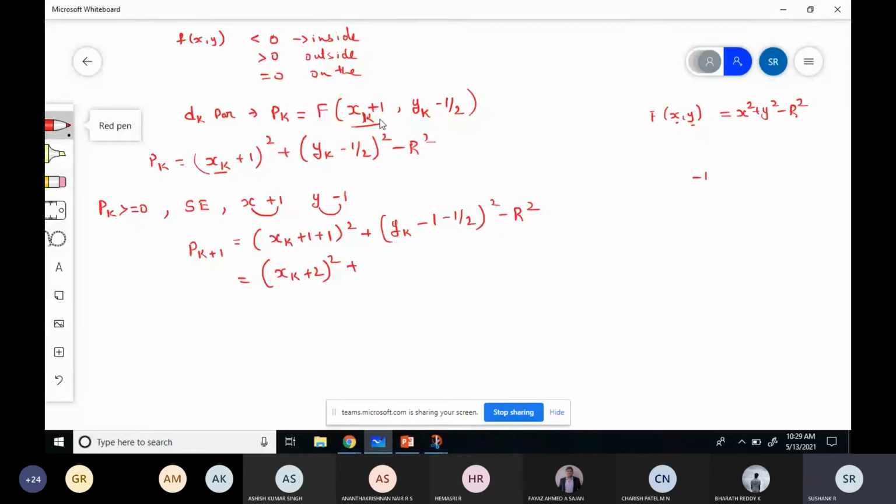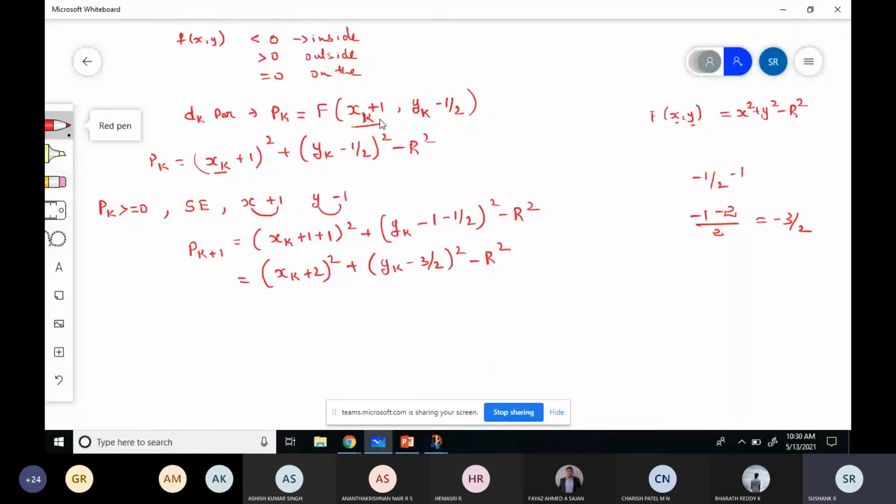minus of minus 1 means minus 1, and 2 will be the LCM. 2 into minus 1 will be minus 2 by 2. So you'll get minus 3 by 2 as the value. If you are subtracting minus 1 from half, it will be minus 3 by 2. So (yk minus 3 by 2) the whole square minus r square. This is how you have arrived at the equation.